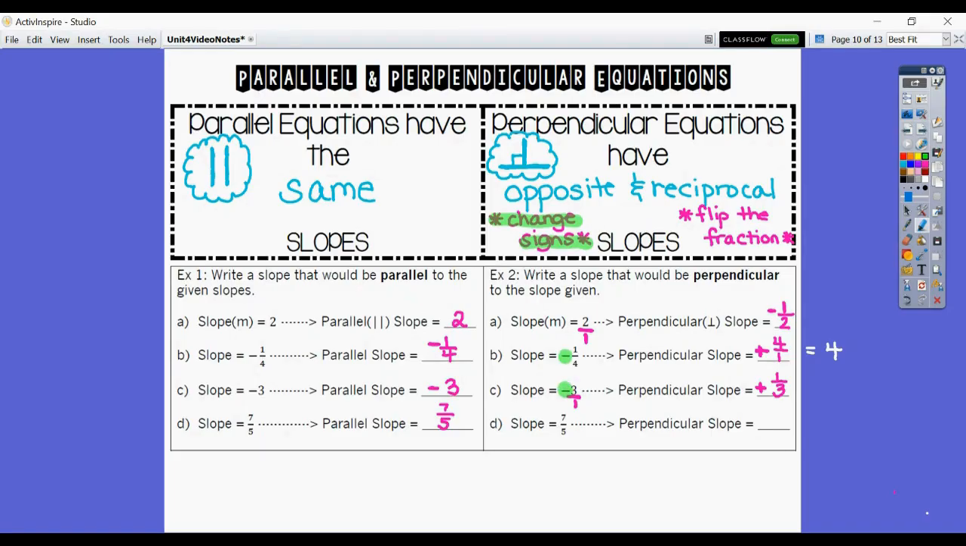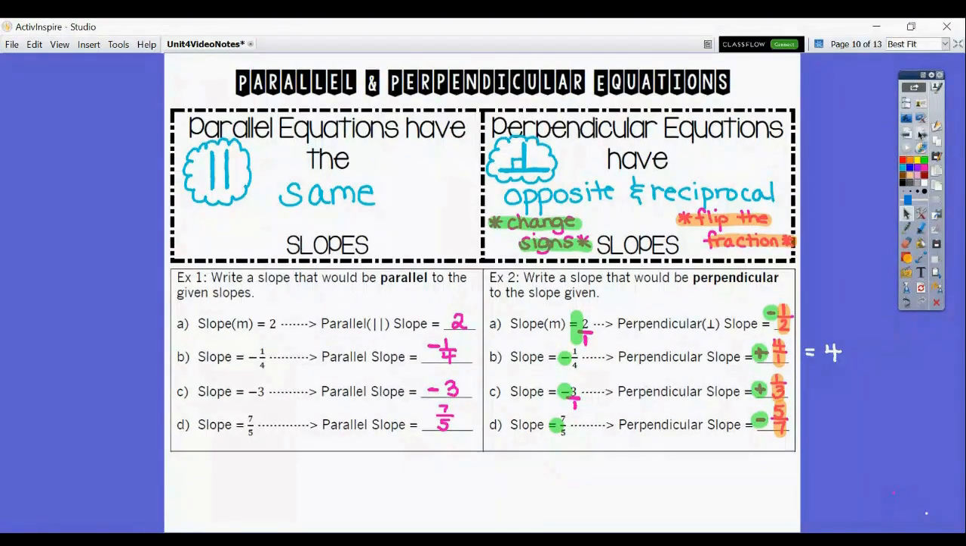If it was negative, we change it to positive, and if it was positive, we change it to negative, and then we go ahead and flip our fractions, just like we've been doing. Last one here, we'll do the same thing. The slope is 7/5. It is a positive 7/5, so I must change that to a negative. Then, instead of 7/5, I flip that fraction to be 5/7. -5/7 is my perpendicular slope to the given slope of 7/5. Change the sign and flip the fraction.